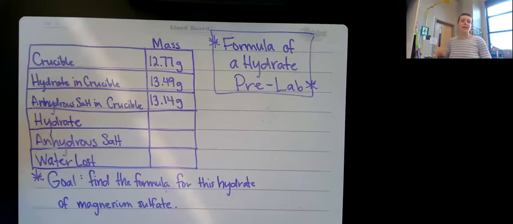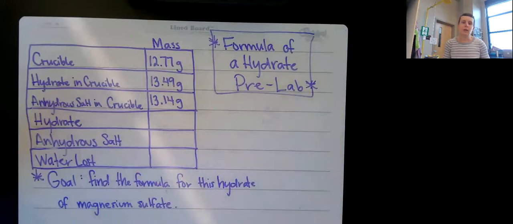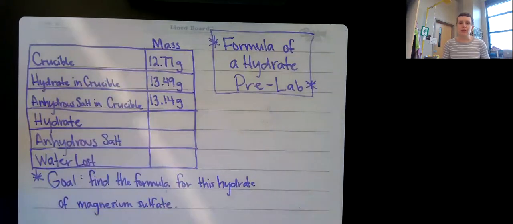Okay, here we are. This is the Formula of a Hydrate PreLab. What I need you to do is pause the video for a few seconds and copy this data table, and you should probably title it Formula of a Hydrate PreLab. You don't necessarily need to write the goal, but definitely copy the data table. So pause the video and do that, and then we will get into the steps for these calculations.